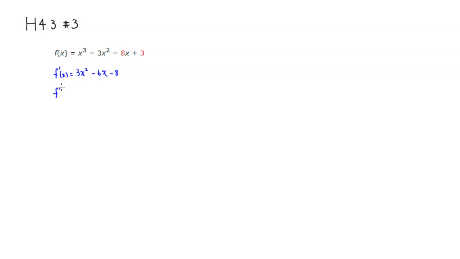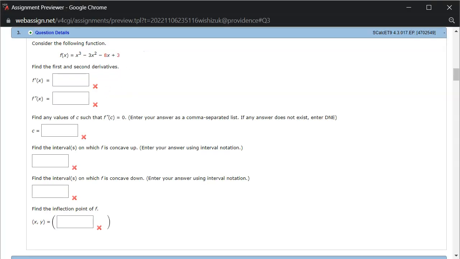And the second derivative: the derivative of 3x squared would be 6x, the derivative of negative 6x would be negative 6, and the derivative of negative 8 is 0. So we have that. Let's type it in.